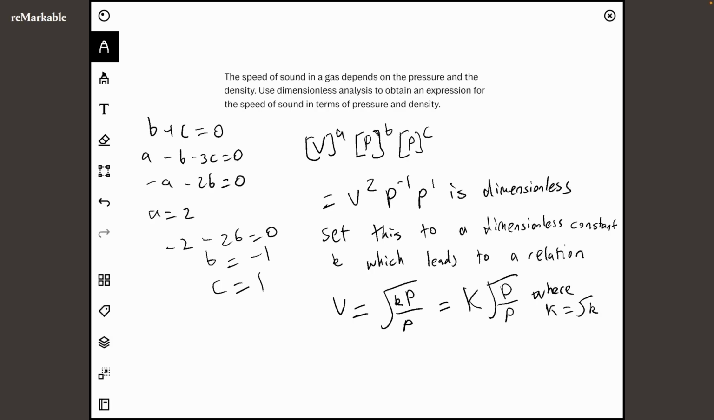Now, if you're a bit confused about how this equation worked, say we had v squared P^-1 rho^1 is equal to 1. So therefore v squared is equal to P over rho. So v is equal to root P on rho. That's how that was calculated. And then K is just a dimensionless constant which you include in your final answers.